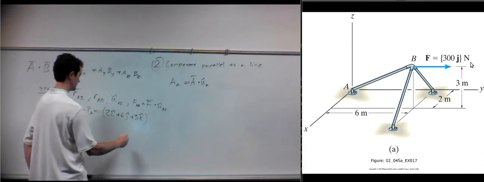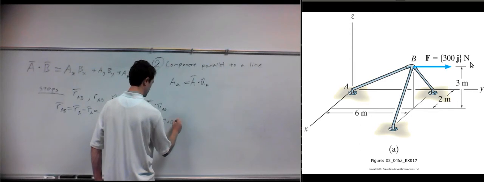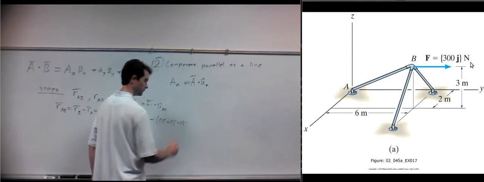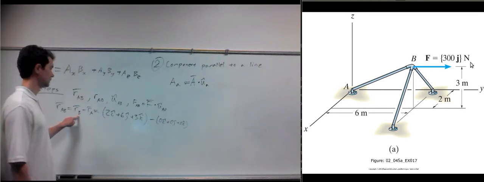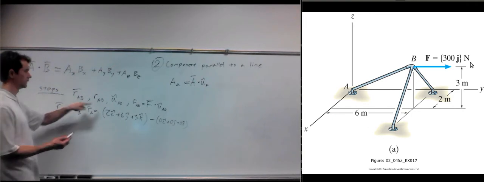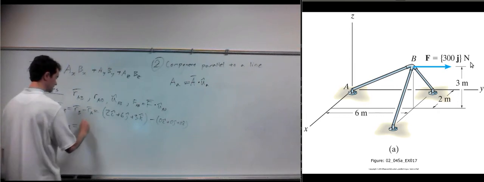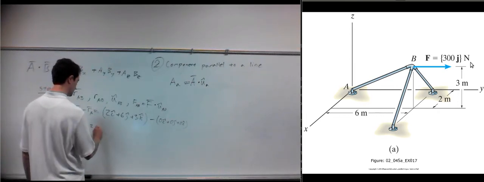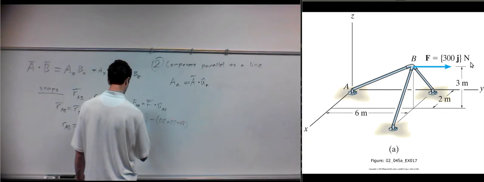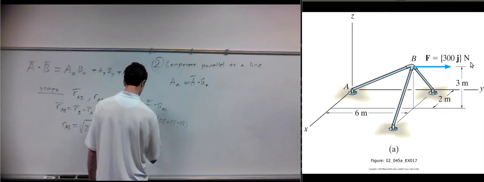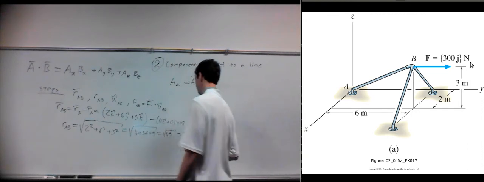So there's RB, and then RA is just 0, 0, 0. So R from A to B in this case, since A is at the origin, is just RB. So now we need the distance from A to B. And the magnitude of that position vector is just the square root of the sum of the squares. So 2 squared plus 6 squared plus 3 squared equals the square root of 4 plus 36 plus 9 equals the square root of 49, which is 7.